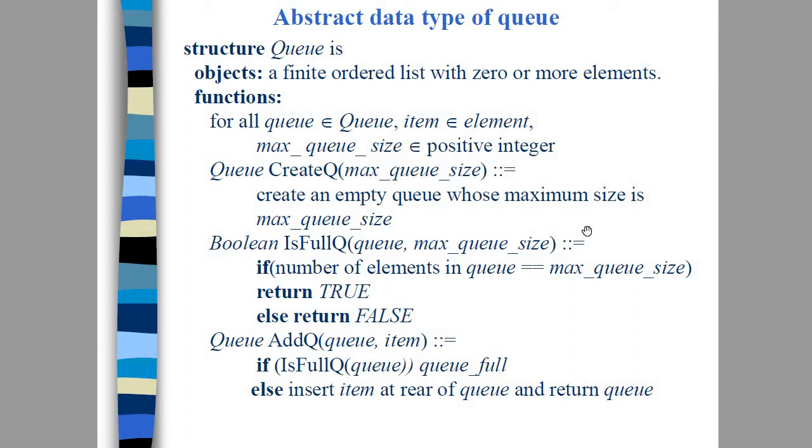Then the next one is full queue. There we want to check whether the queue is full or not, whether all the elements are filled in the queue up to the maximum size of the queue. For that we will pass the queue name and the maximum capacity of the queue. If the total number of elements in the queue is equal to the maximum capacity of the queue, then it will return true, else it will return false.